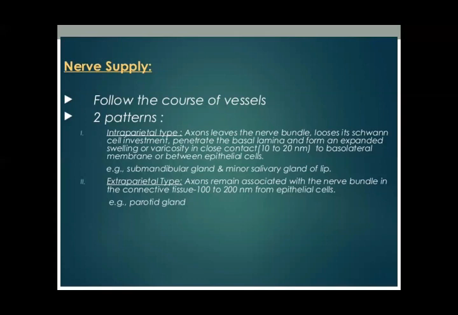Second is the extraparietal type. Axons remain associated with the nerve bundle in the connective tissue, 200 nanometers from epithelial cells. For example, parotid gland.